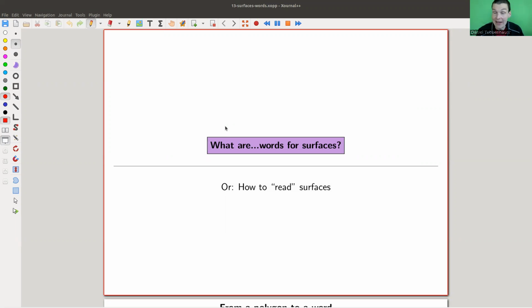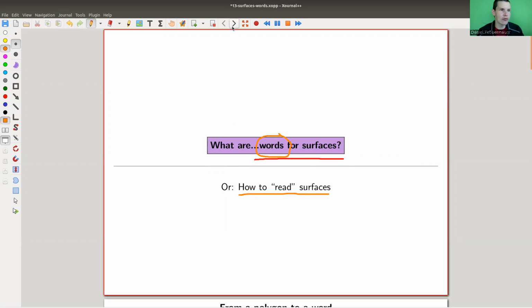Today we would like to play a little bit more with surfaces, but we would like to make it even simpler in some sense by reducing this two-dimensional idea of a surface to a very one-dimensional idea, namely to the idea of using words for surfaces. In some sense, how to read surfaces.